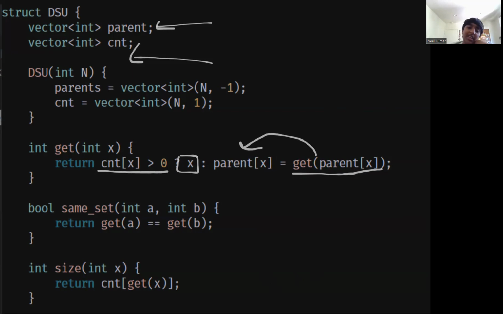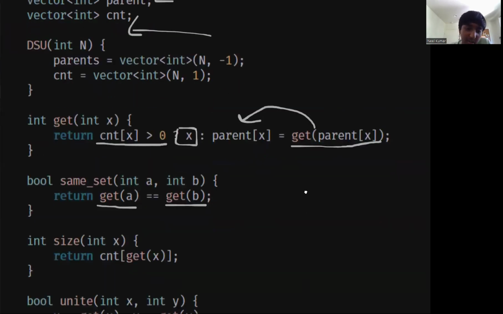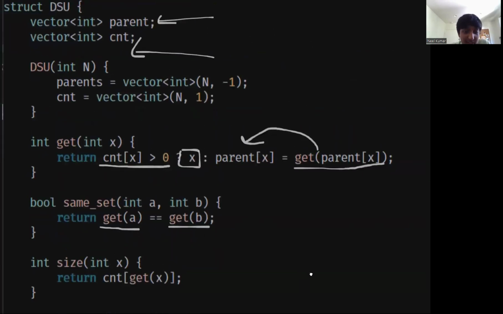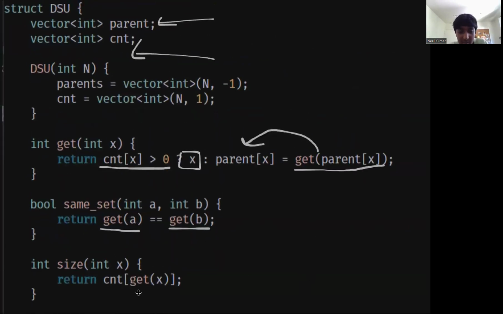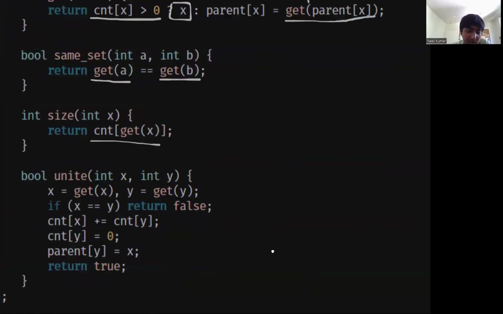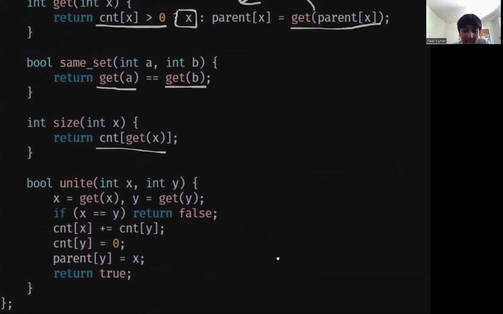Now, one good thing about DSU is it's very fast to calculate if two nodes are in the same connected component. So this is how we do it. You just get the parents, and if the parents are equal to each other, then they are in the same component. Now for size, we have this count array, so that's fairly simple. You just get that. Now the most important part is how to unite the connected components.